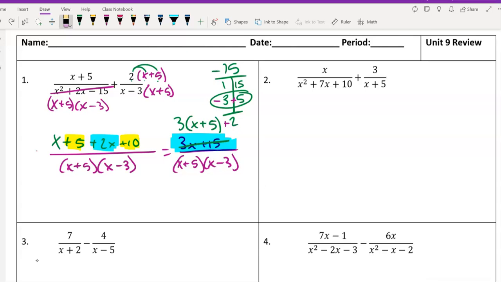Yeah, it cancels out. I'm trying to erase these highlighters. Sorry, they're distracting me. Oh my goodness. Okay, boom, boom. All right.